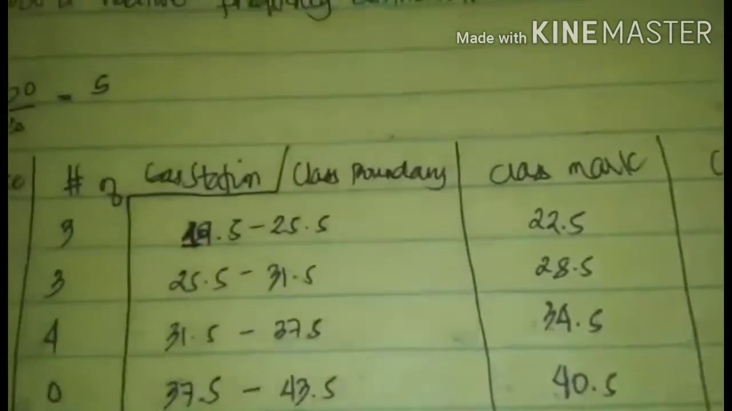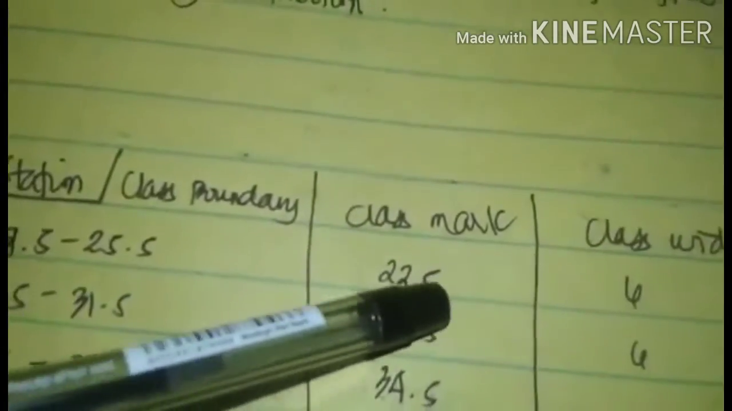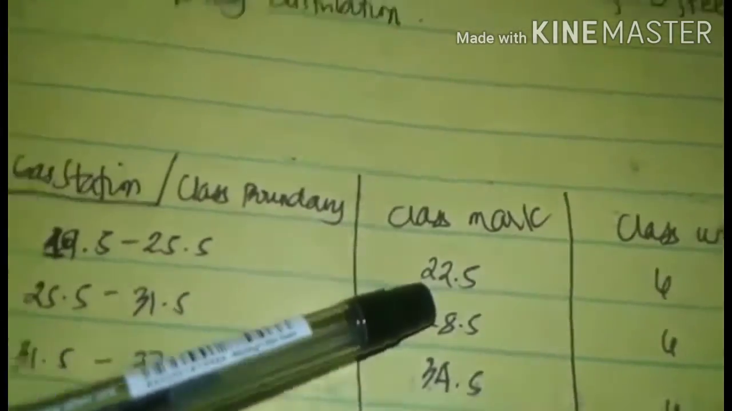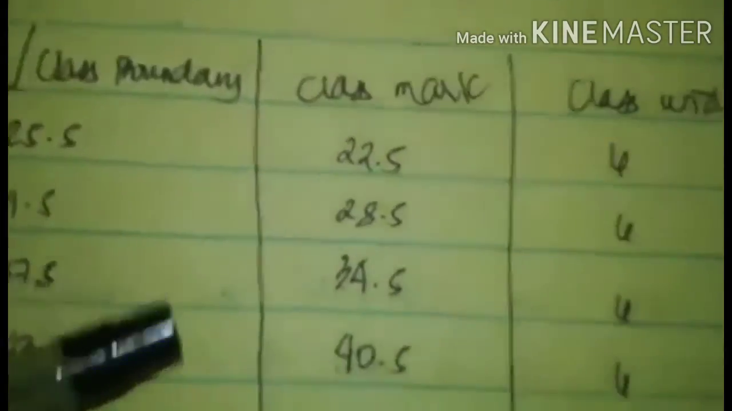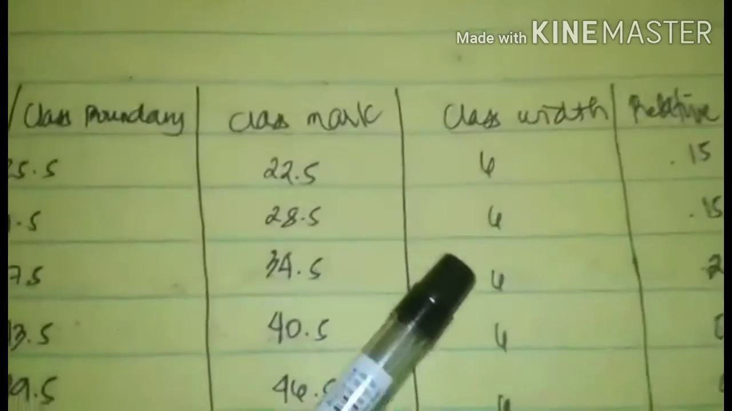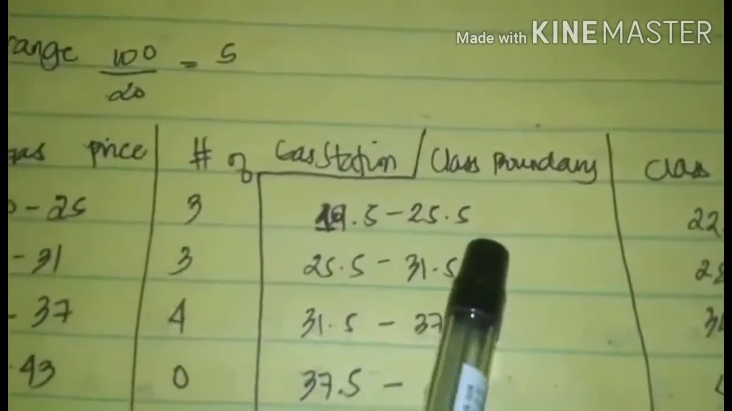For the class mark, we need to add these two and then divide by 2 so that we could obtain this 22.5. So 19.5 plus 25.5 divided by 2 gives 22.5. Here is the class boundary. For our class width, we need to subtract the lower boundary from the upper boundary. So we have 25.5 minus 19.5 equals 6.